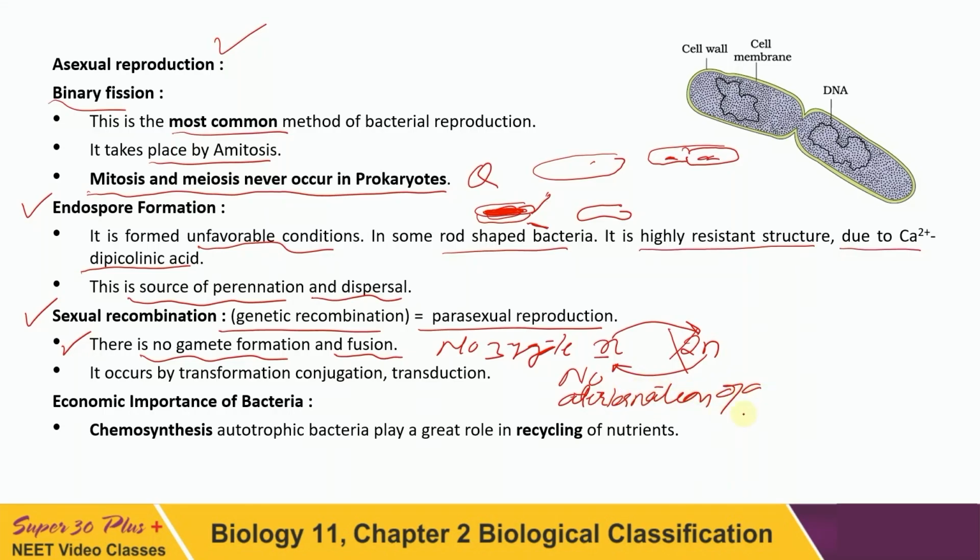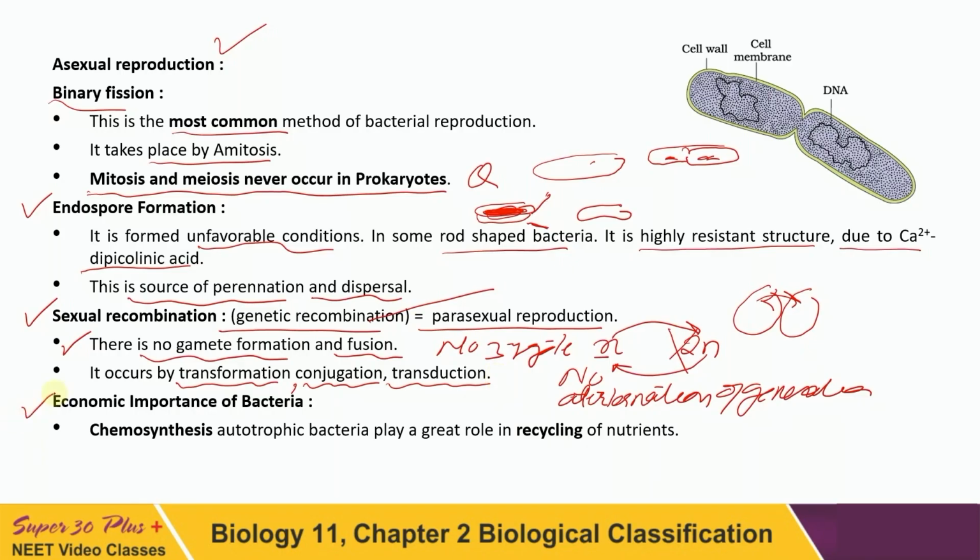Alternation of generation is also absent in bacteria, but sexual reproduction takes place by genetic recombination. The two bacteria will come in contact, and their genetic combination will be modified. This genetic recombination may occur by three important methods: transformation, conjugation, and transduction. You have to study the details of this in other chapters, right?